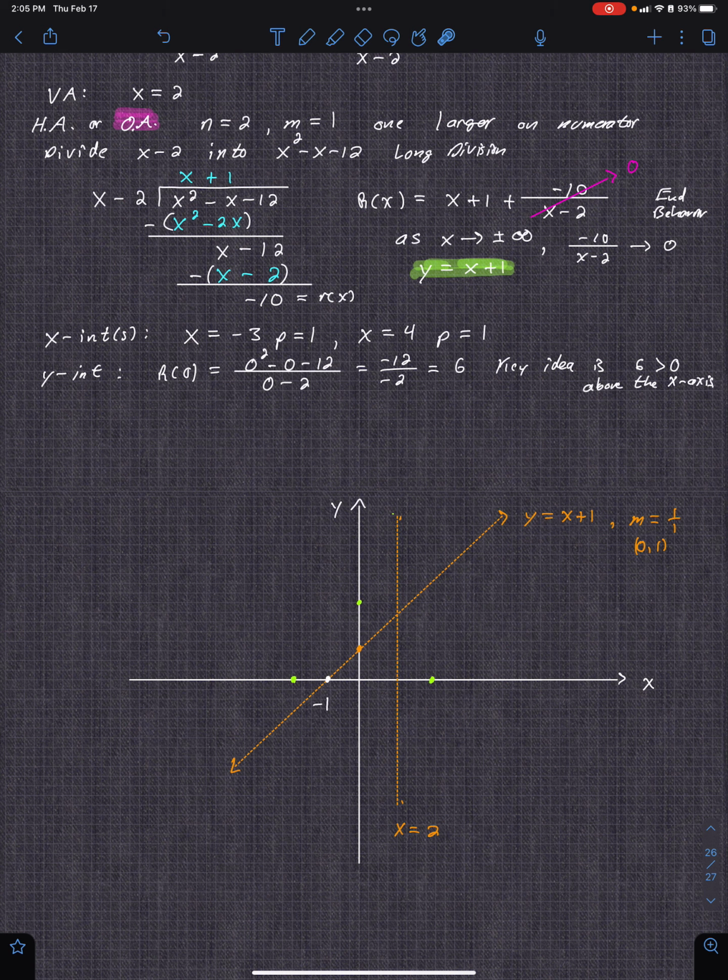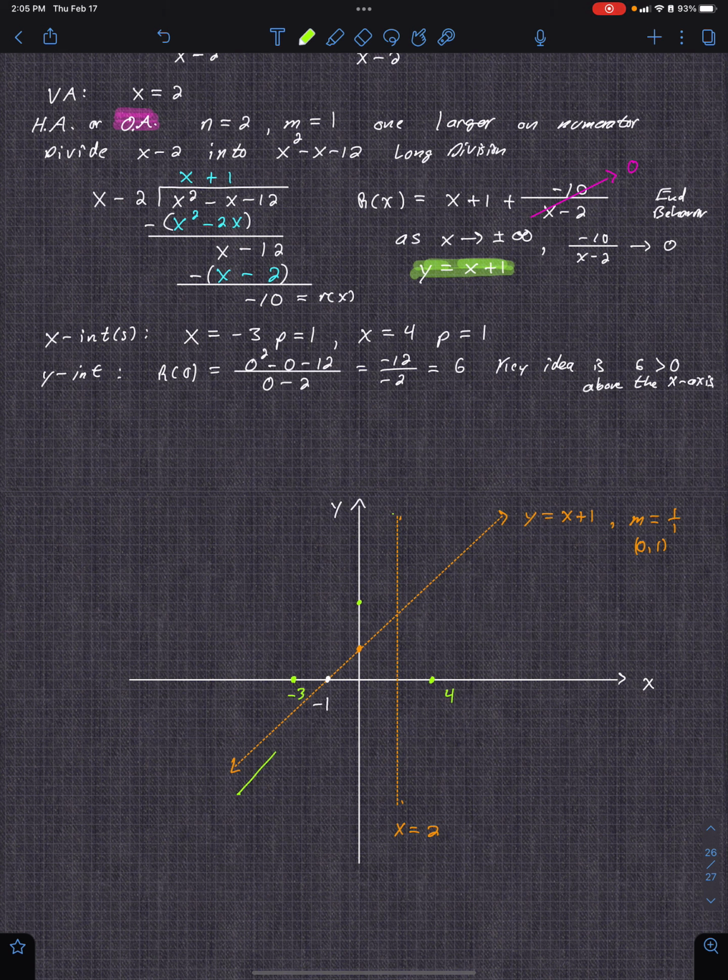And then what about multiplicity? So does it pass through these roots or bounce off any of those? I'll go ahead and label this. This is negative 3, and this is positive 4. So yeah, multiplicity is 1, so it has to pass through both of those. So take a second and figure out what the graph is.